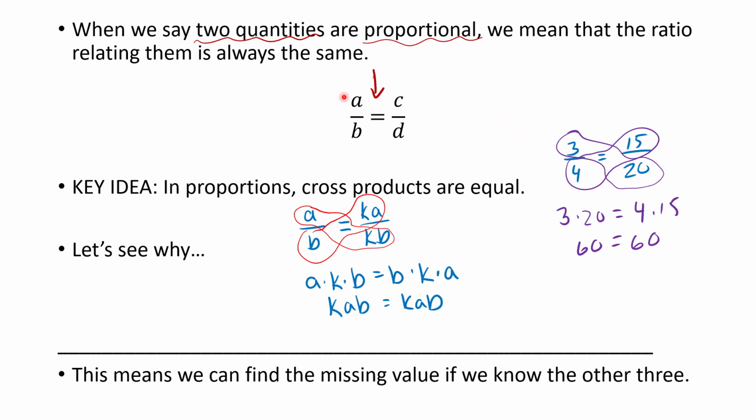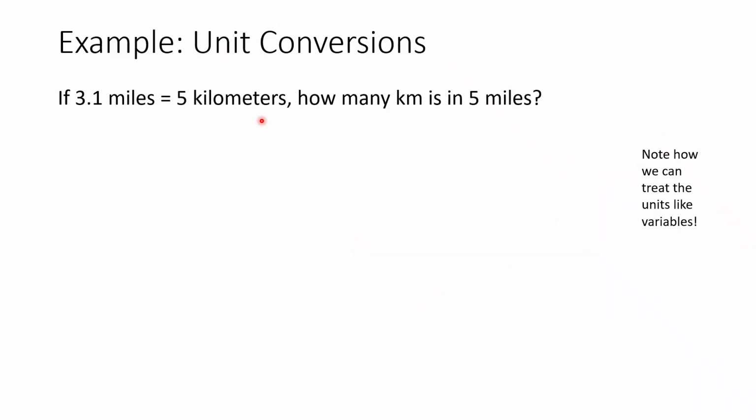And what's so powerful about that is you're not going to be bound by where your unknown is. You can put your unknown in any of those 4 positions, and you can also mess with the unknown. So if it's an X, you're great, but if it's a 3X, it would still work. Or if it's X plus 1, it would still work. And so we really want to have that key idea grounded that cross products are equal. And if we have 3 of them, we can find the missing one. So now I want to spend the rest of the lesson pretty much going through some examples.